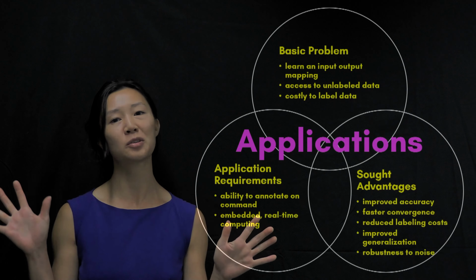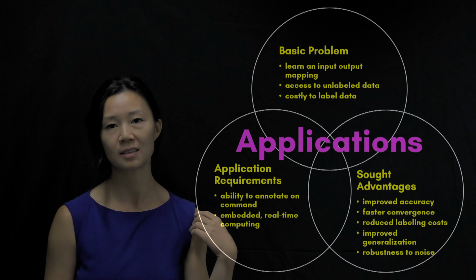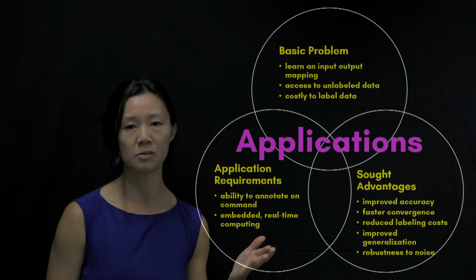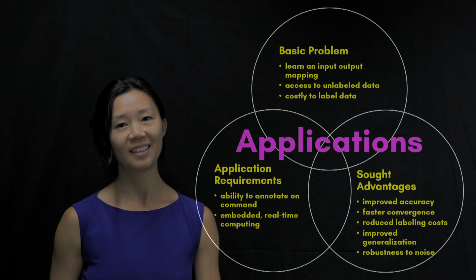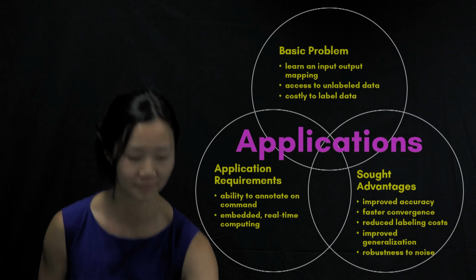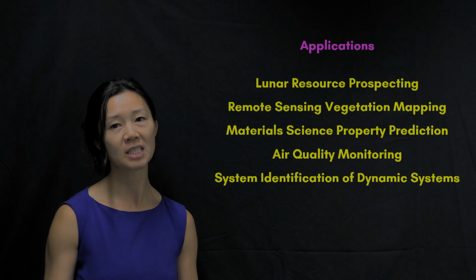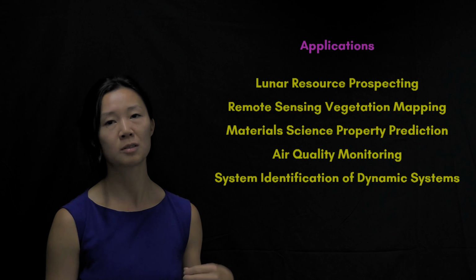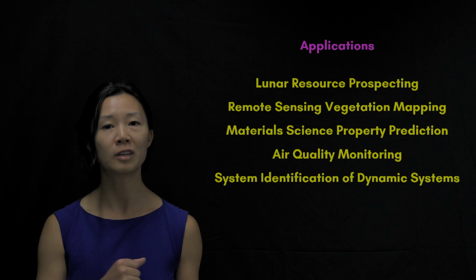If you put all of these 3 components together: what kind of basic problem active learning addresses, the requirements that are imposed on your application if you use active learning, and the advantages that you could get from active learning, then at the intersection are the applications that are well suited for active learning. Let's talk about a few applications. This is going to be the set of slides where we go through specific instances of active learning implemented in the wild by some real researchers.